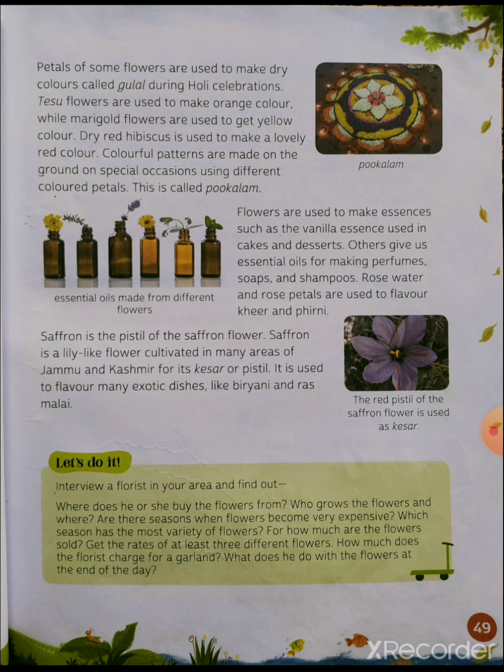Here it is said that dried flower petals are used for making gulal. Gulal is the color that is used to play Holi. Dried tesu flowers are used to make orange color, while marigold flowers are used to get the yellow color. Again, dried red hibiscus flowers are used to make red gulal.